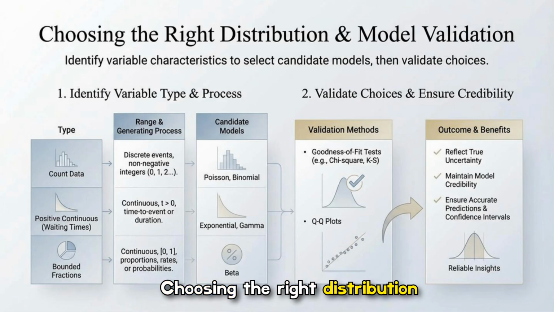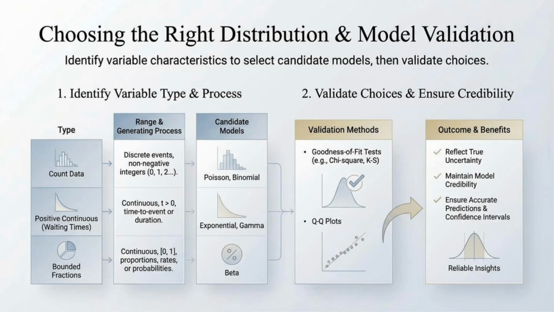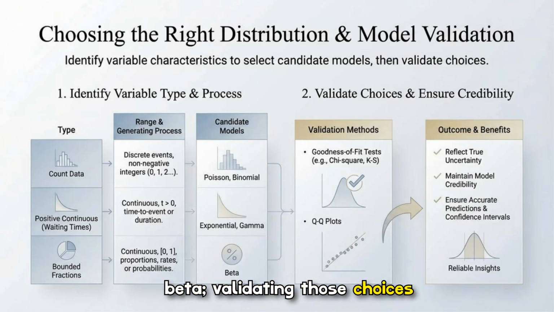Choosing the right distribution starts by identifying the variable type and generating process, mapping counts, positive durations, or bounded fractions to candidate models like Poisson, exponential, gamma, or beta. Validating those choices with goodness-of-fit tests and QQ plots ensures models reflect true uncertainty and deliver reliable predictive insights for decision-making.